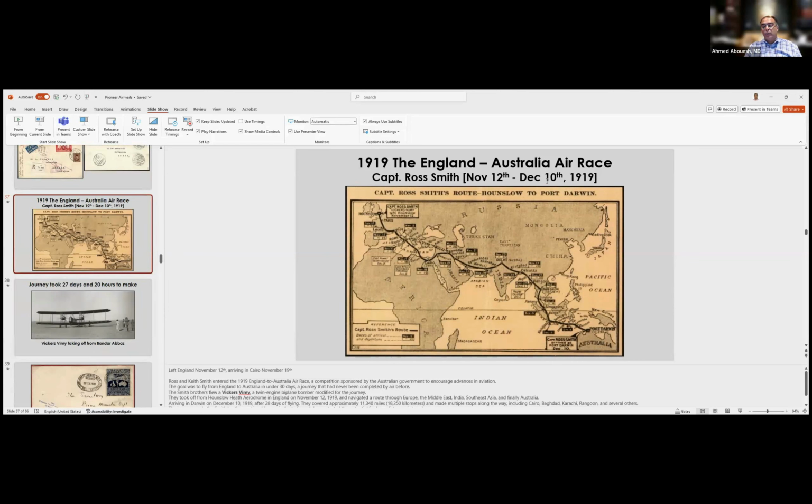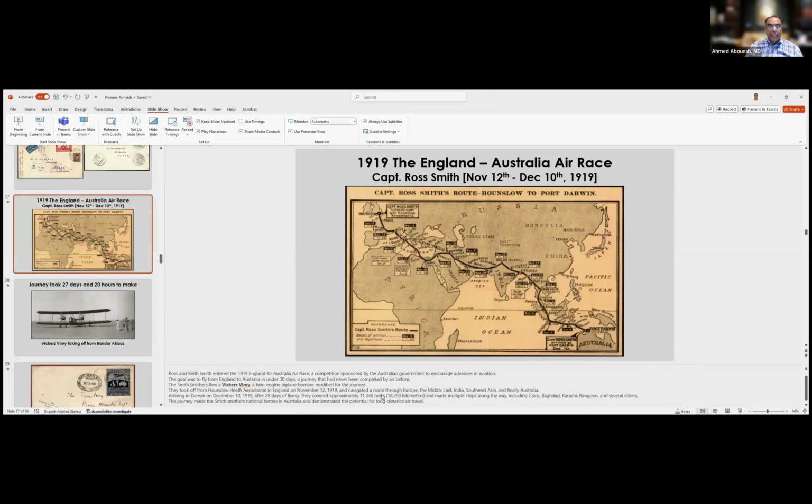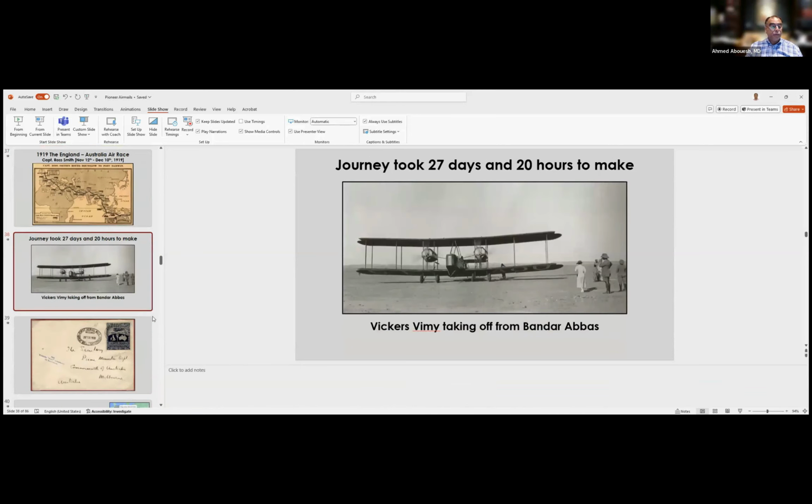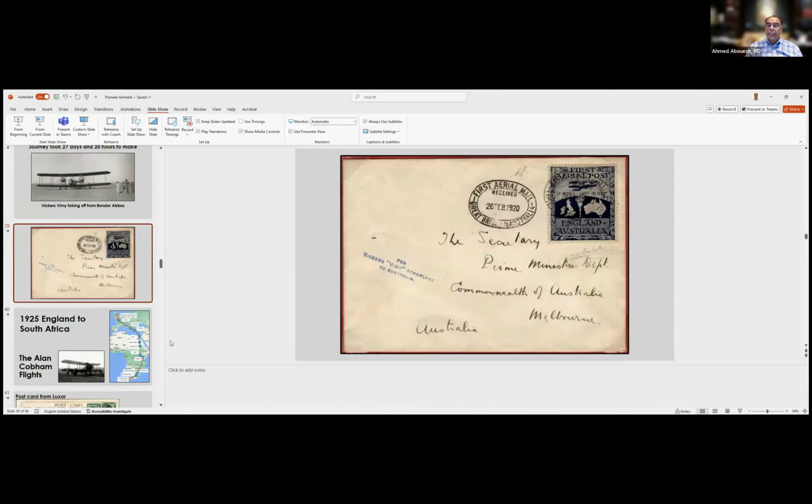The competition, there's a £10,000 first prize to whoever reached Australia within 30 days. There was a start date and an end date. Ross and his brother Keith flew a Vickers-Viney twin-engine biplane bomber and got there in 27 days and 20 hours. And this is the cover to the Prime Minister of Australia with a cachet per Vickers-Viney airplane.